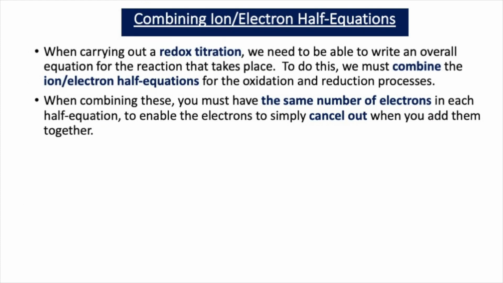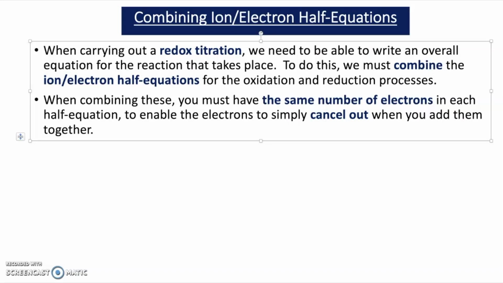So as I mentioned, we have half equations to represent both the oxidation and reduction processes. So during a redox titration, we have oxidation and reduction taking place. So we need to combine these half equations to come up with an overall equation to represent both the oxidation and reduction that has taken place during the titration. So we're now going to look at how we combine these equations together. Now when combining these, you must have the same number of electrons in each half equation to enable the electrons to simply cancel out when you add them together.